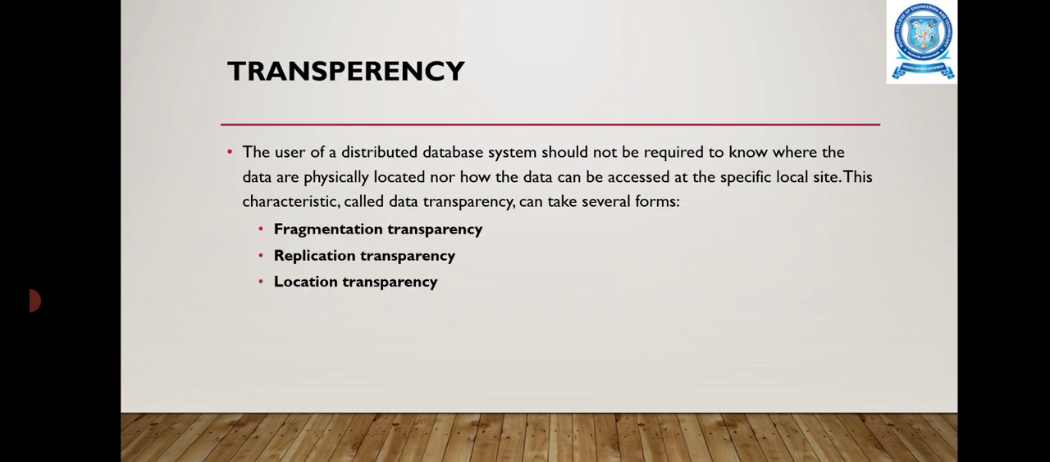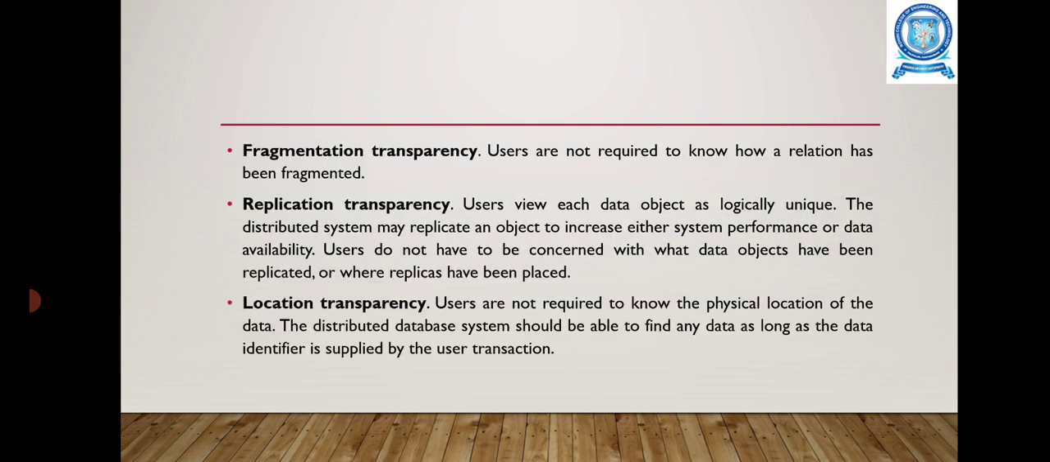Next one is transparency. The user of a distributed database system should not be required to know where the particular data are physically located, nor how the data can be accessed at the specific local site. This characteristic is called data transparency. This can take several forms. First one is fragmentation transparency, then second one is replication transparency, then third one is location transparency.